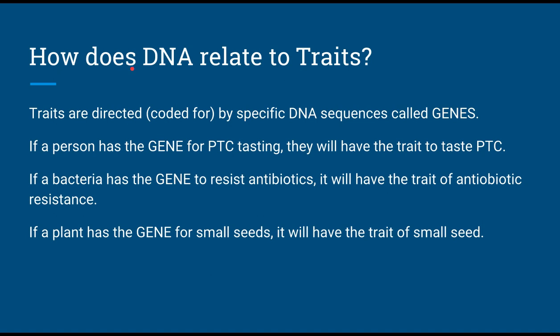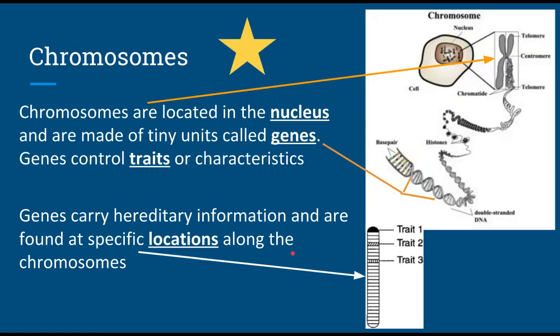The traits are coded for by the sequences in your DNA called genes. So these little fragments of DNA help form these traits, and they do so by making proteins. If the person has the gene for PTC tasting, there would be a piece of DNA in all of their cells. They will have the trait to taste PTC. The genes encode for the traits.